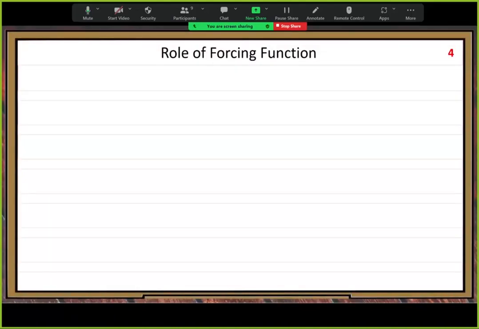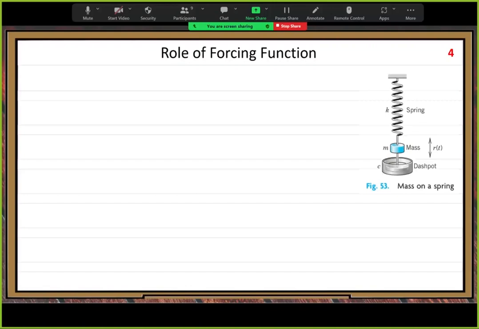Role of forcing function. This time, we want to add a forcing function to the system. The previous one had no forcing function. So this time, let's look at this new modified system. Similar to the old one, but you can see there is something new added, this part.